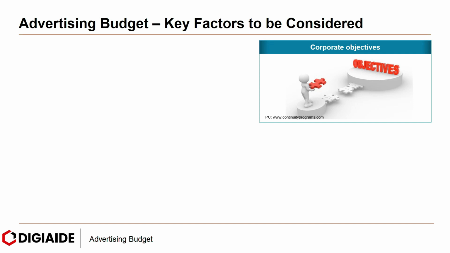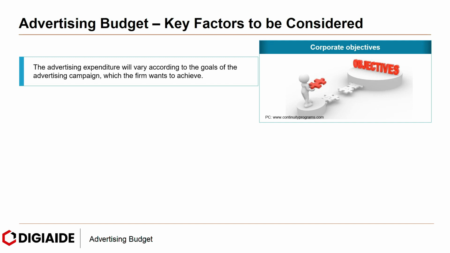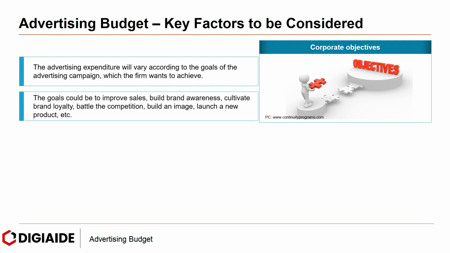Now moving on to the factors to be considered while setting an advertising budget. First, corporate objectives. The advertising expenditure will vary according to the goals of the campaign which the firm wants to achieve. The goals could be to improve sales, build brand awareness, cultivate loyalty, battle the competition, build an image, or to launch a new product.